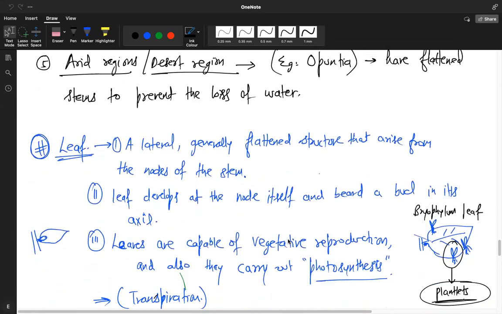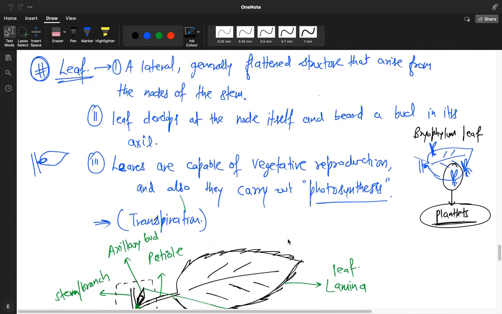Then we started with leaf. Yes, right. Leaf is a lateral, generally flattened structure that arises from the nodes of the stem. Leaf develops at the node itself and bears a bud in its axil. Leaves are organs of vegetative reproduction and also carry out photosynthesis. A typical leaf consists of 3 parts: leaf base, petiole, lamina. Axillary bud can later develop into a branch or a flower.